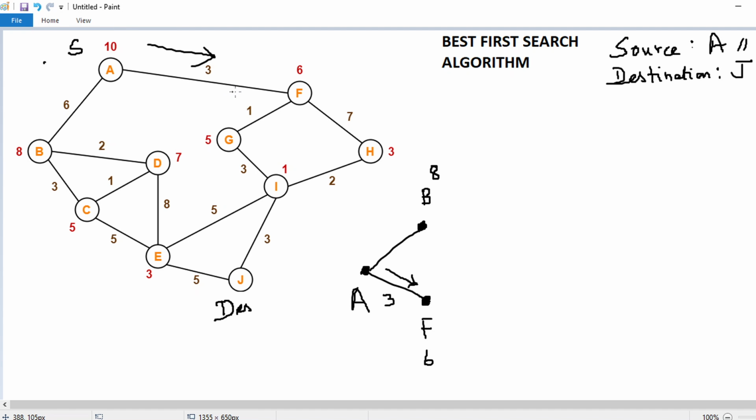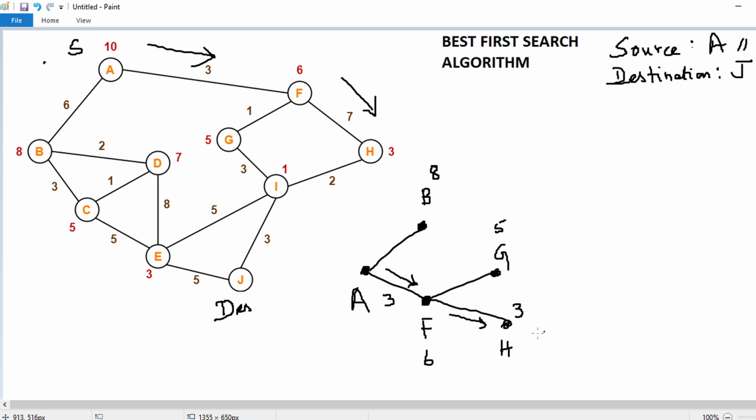Okay, then from F, where can we go? We can go to G and H. So we have two choices, G or H. G's heuristic is 5, H's heuristic is 3. So it is taking the path towards H. That means it is going like this.